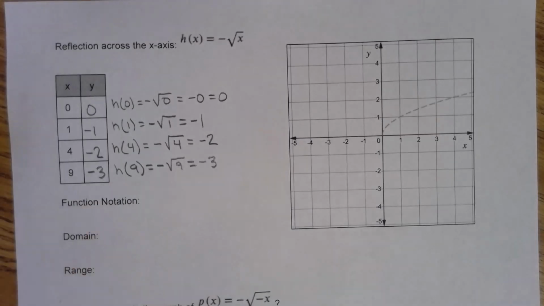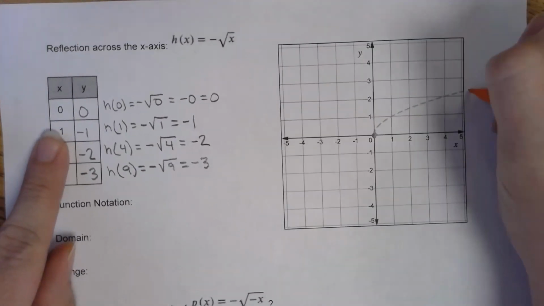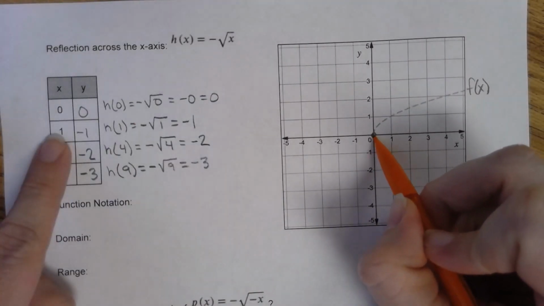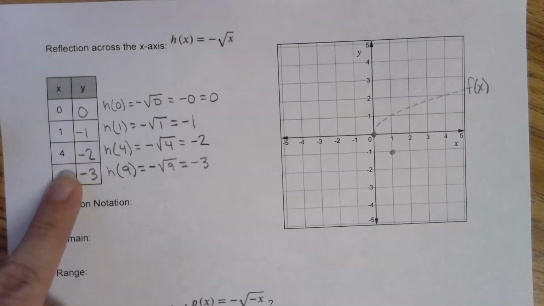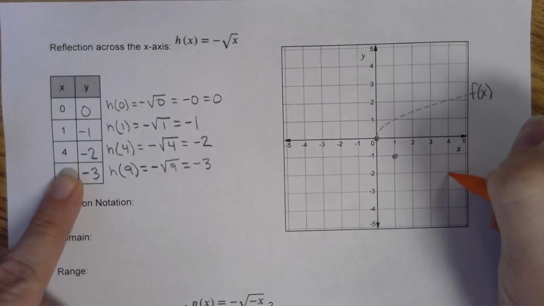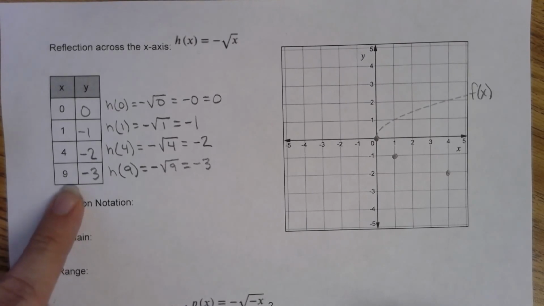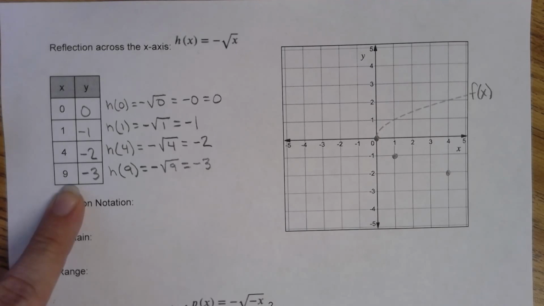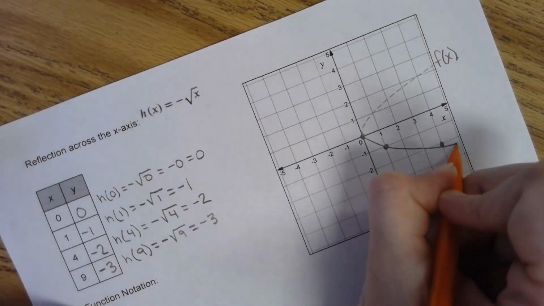So let's plot these points. We have 0, 0. Again, this is our f of x function that's already graphed. For our h of x function, we'll start at 0, 0. We have 1, negative 1, so to the right 1 and down 1. 4, negative 2. And really, that's enough points to make our square root function. 9 and negative 3 actually doesn't even fit, but you can imagine it being out there, out to the right 9 and down 3. So connect your points here. Smooth curved line.